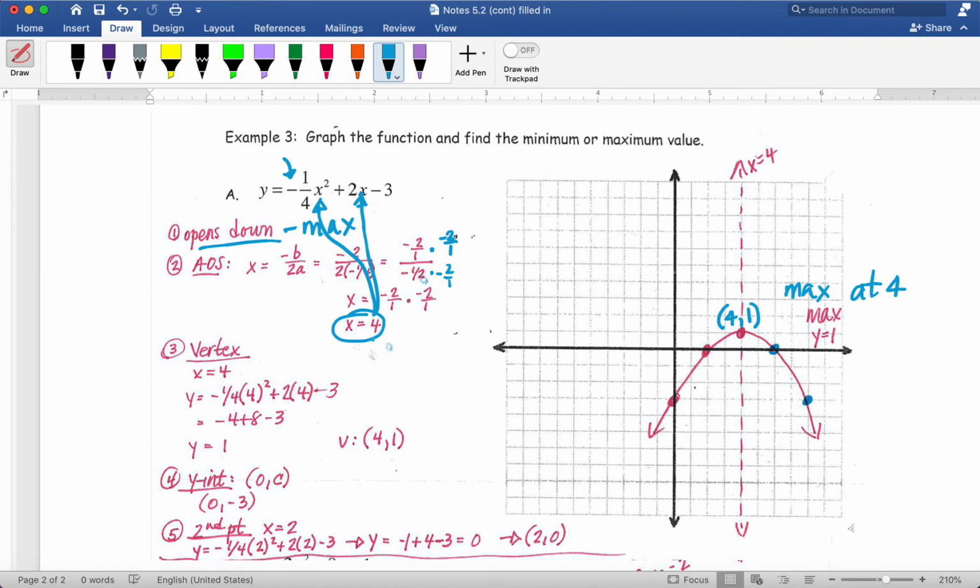We've done that already. So you put the 4 in. You square the 4, you get 16. And then you take a quarter of 16 and you get 4. Plus 8 is 12. Actually, this was -4. Sorry. Plus 8 minus 3. So the y value is 1. So there's our vertex 4, 1.